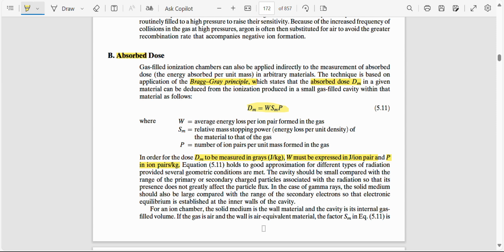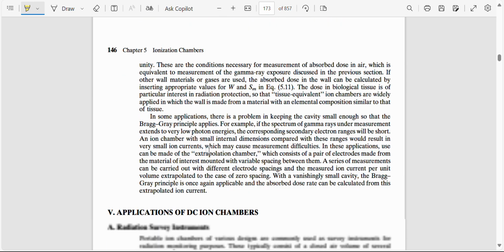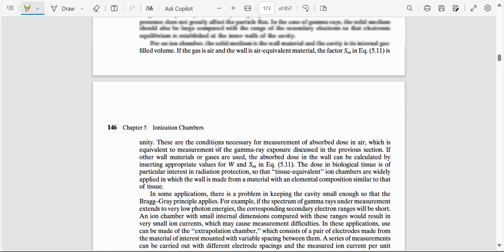Or you can also say Dm equals 2.17 into 10 raised to power minus 23 grays. So this is how you can measure the absorbed dose according to the Bragg-Gray principle. That's all for today's lecture number 17 of principal methods and applications of nuclear tracks.